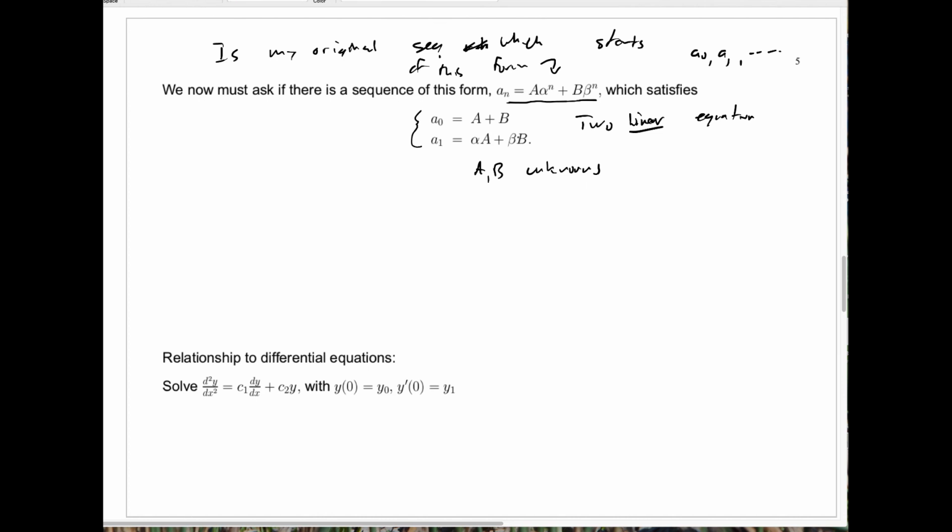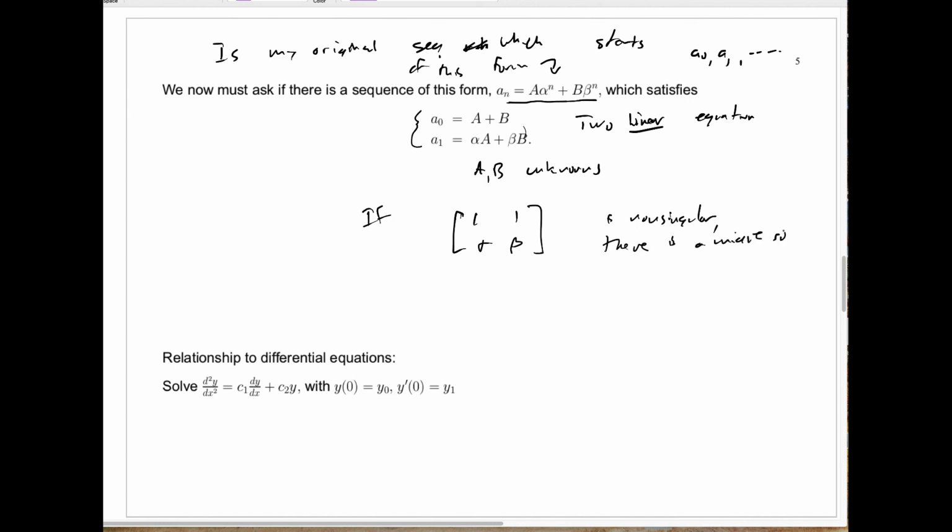Or here's a question for you. Have you learned when we can solve two linear equations in two unknowns? Is there even always a solution? Well, I'm sure you learned in Math 206 that in fact there always is a solution if the coefficient matrix, here's the coefficient matrix, 1, 1, alpha, beta, as long as this coefficient matrix is non-singular, then there has to be a unique solution.